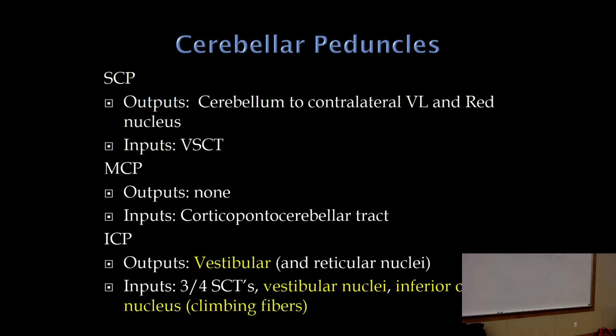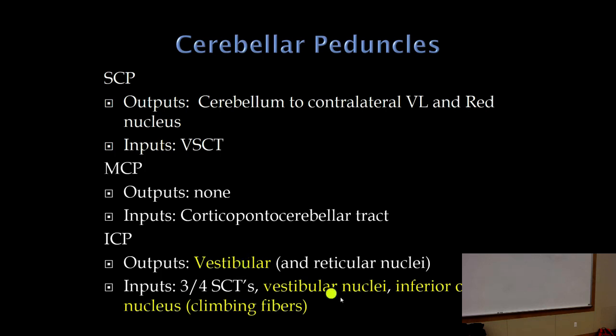And then we have the inferior cerebellar peduncle. So I didn't highlight this because we've talked about it so much that three of the four spinocerebellar tracts go in through the inferior cerebellar peduncle. But the new information here is that the vestibular nuclei are continually communicating back and forth with the cerebellum. Okay, so next year when we talk about eye movements, we'll explain some of the significance of that. But this communication is through the inferior cerebellar peduncle.